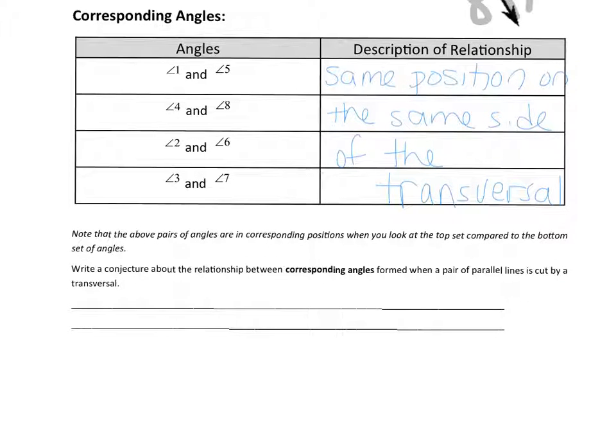So the conjecture would be, what do you notice about the relationship between corresponding angles when you have parallel lines cut by a transversal? The parallel lines in this case are R and S. T is the transversal because it's a line that goes through the parallel lines. So we would note that the corresponding angles are in the same position, on the same side, of the transversal.